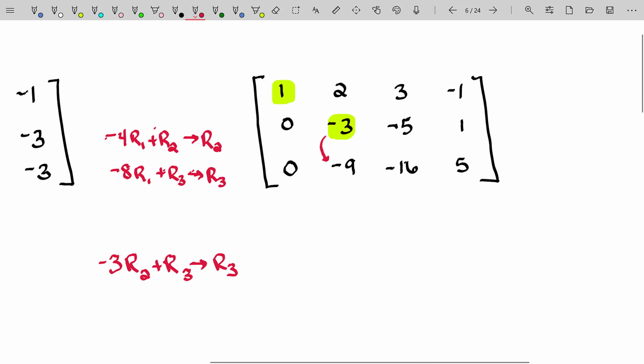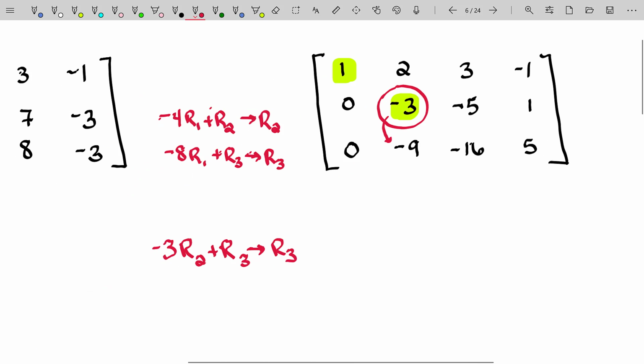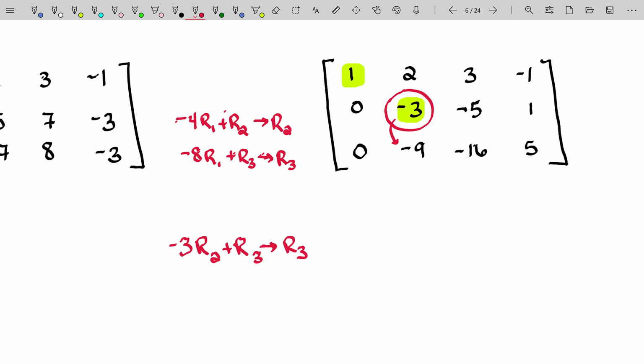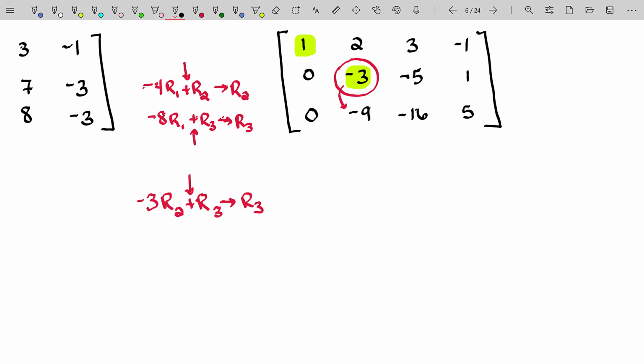Just like in this case right here, I want to use that -3 to kill off the -9. I need that -3 to be positive, because positive 9 plus a -9 will be 0. So I forced that to be a positive 9 by multiplying by -3, and then I added that -9. Notice all of my operations here are addition. Just try to do everything in terms of addition. It's a lot cleaner. Anyhow, let me go ahead and do that now.